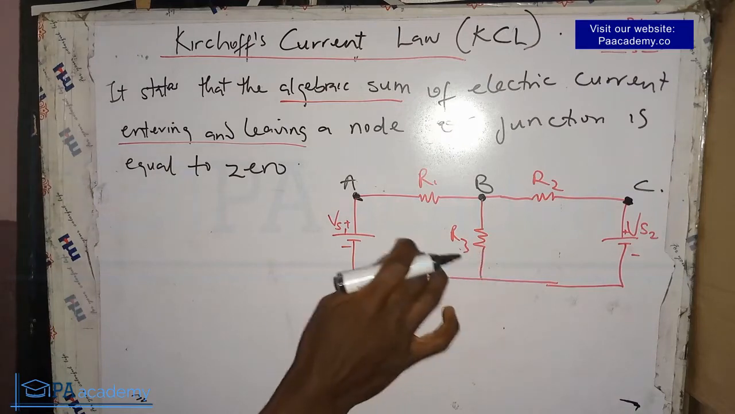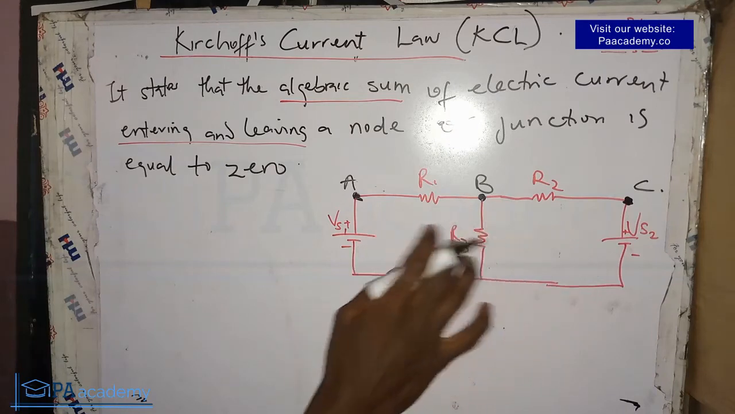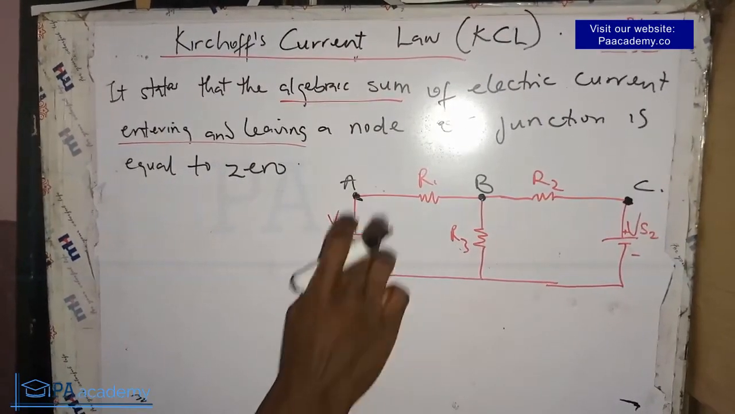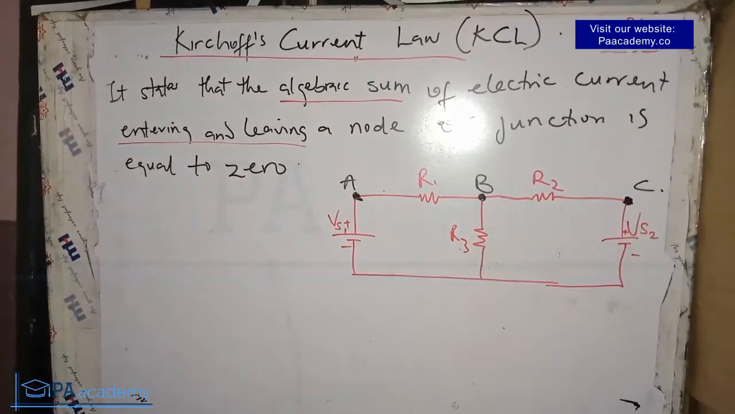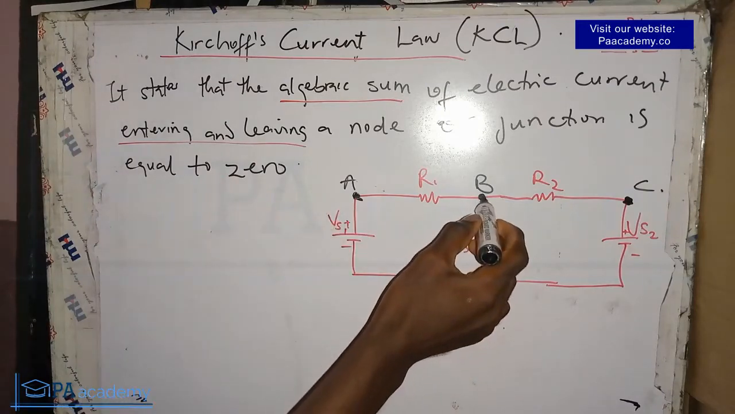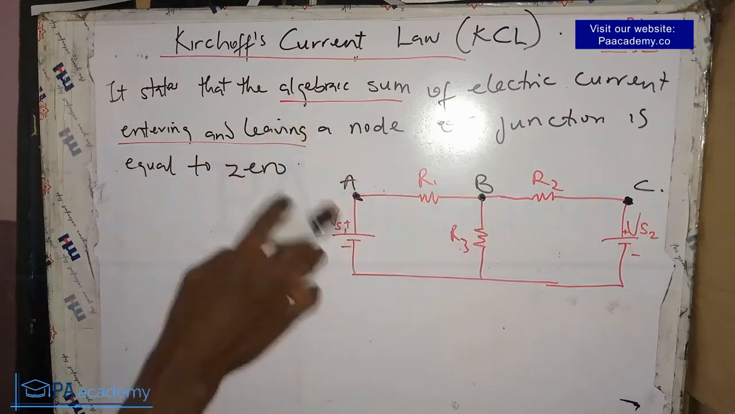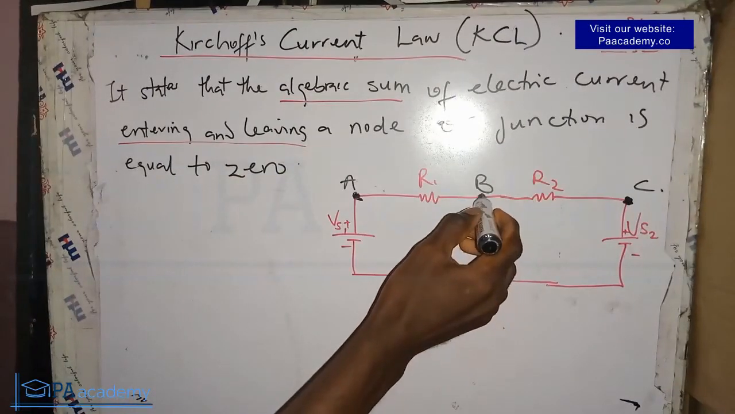Now for this, we are having two meshes. A mesh is a closed path in a circuit. So this is a mesh, and this is also a mesh. But since we are dealing with Kirchhoff's current law, we are going to be using this node as our reference point. It says what the current entering or leaving a node or junction. So let's use this as an example.